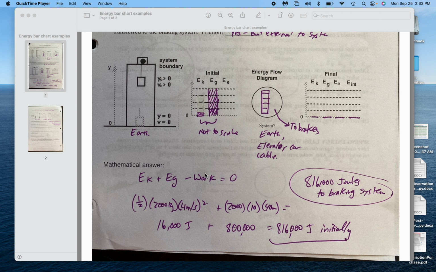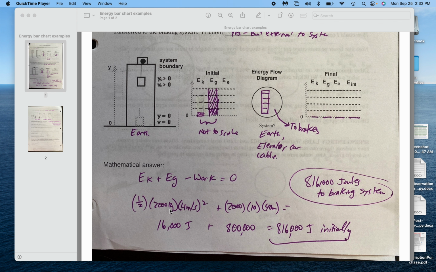Now if I want to think about the mathematical answer, I can say I start off with kinetic energy and gravitational potential energy, and at the end I have work. So you could either put EK plus EG is equal to work, or EK plus EG minus the work done by the braking system is equal to 0. I like the first way, where EK plus EG is equal to work. EK is 1/2 m v squared, and EG is mgh. I should have put the general formulas down first, and I didn't. Sorry about that.